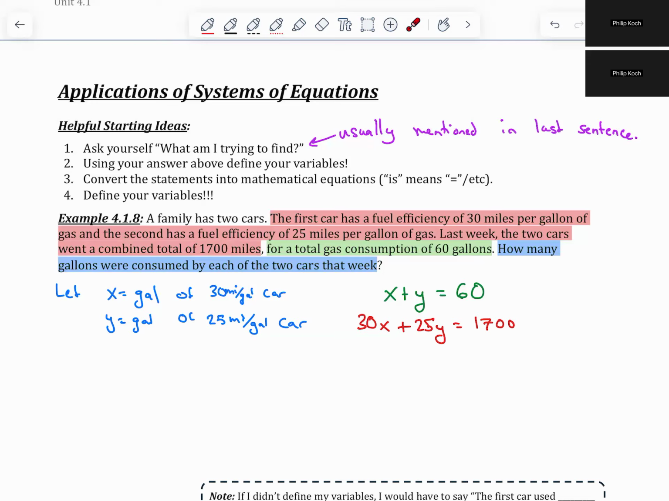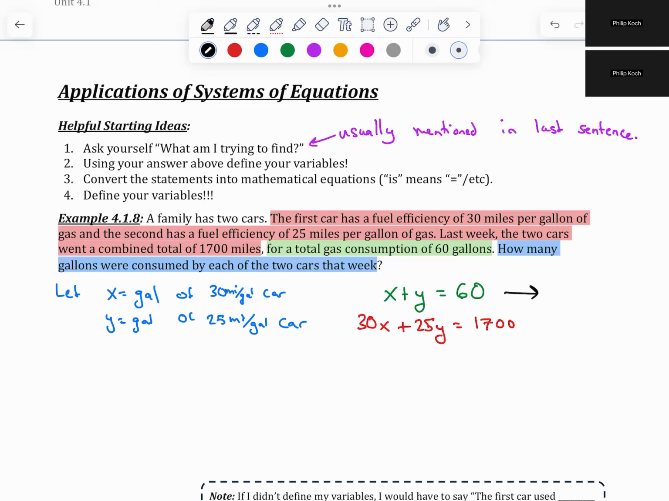Any questions on how I found those equations? From here, it will be either elimination or substitution. I would think substitution would be easier, but elimination could work out. So I'm going to solve for x in terms of y, but you could do y in terms of x, whatever you want to do.